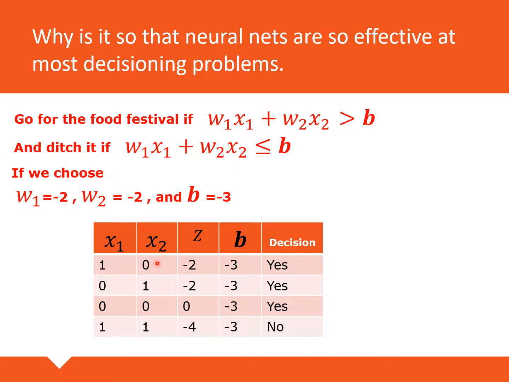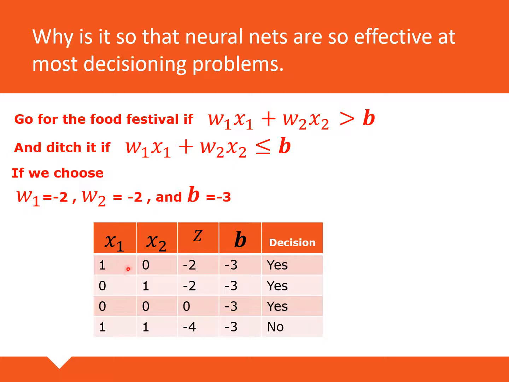And for each of these combinations, we work out the value of z, which is this linear combination. Obviously, if either one of x1 and x2 is 1, then the value is -2, because both the weights W1 and W2 are -2. If x1 and x2 are both 0, then definitely z is going to be 0, and if x1 and x2 are both 1, then we get z to be -4. And b is the constant threshold, which is -3. So we compare Z and B, and then jot down in the last column what the final decision is going to be.